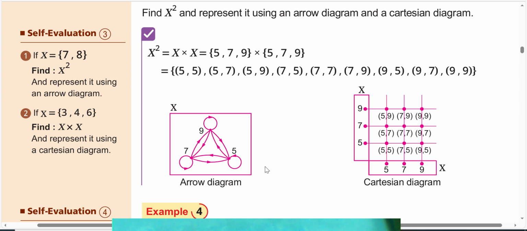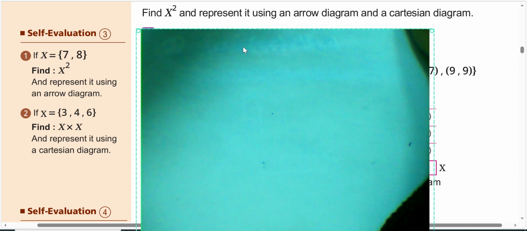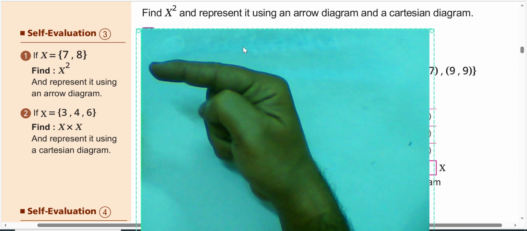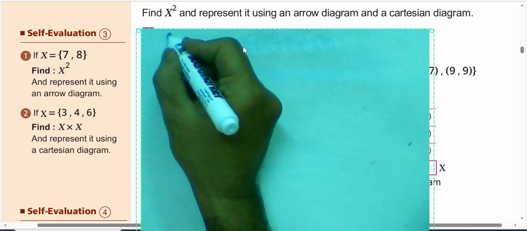You can use an arrow diagram like this: draw a rectangle with all the points inside it, and draw the arrows between the first projection and the second projection. Now I will solve self-evaluation number 3 here. Solve this question, okay? Number 1.